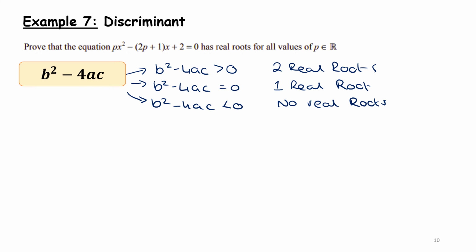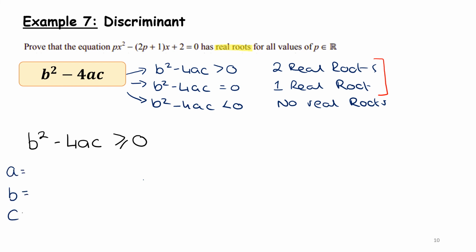But for this question, it didn't say how many, it just said real roots. So in order to work with that idea of real roots, we end up combining the first two scenarios here. To prove that they have real roots, we're going to have b squared minus 4ac is greater than or equal to 0. So it's a combination of those two. So let's figure out what a, b, and c is first.